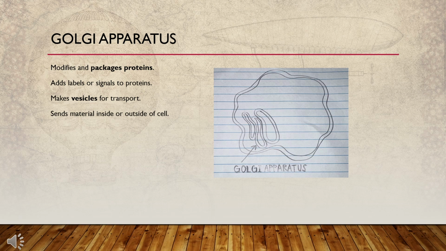The Golgi apparatus modifies, packages, and sorts proteins and other materials in the cell. It adds labels or signals so proteins know where to go. The Golgi apparatus works like a shipping or packaging center for the cell. It forms vesicles that transport materials to different parts of the cell or outside of the cell. Some of these materials include waste, which is handled by lysosomes.